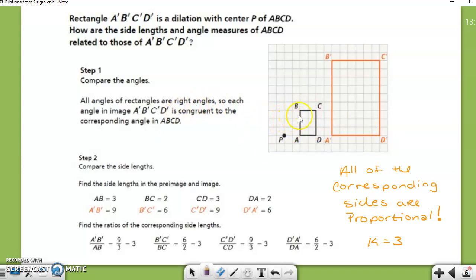When you compare the side lengths, AB equals 3. A prime, B prime is 9. BC is 2. This one is 6. CD is 3. 9 and 6. If you set them all up in ratios, they all reduce to the same ratio, which is 3/1. So all of the corresponding sides are proportional, and our scale factor is that proportion, or that ratio. Scale factor is that ratio.